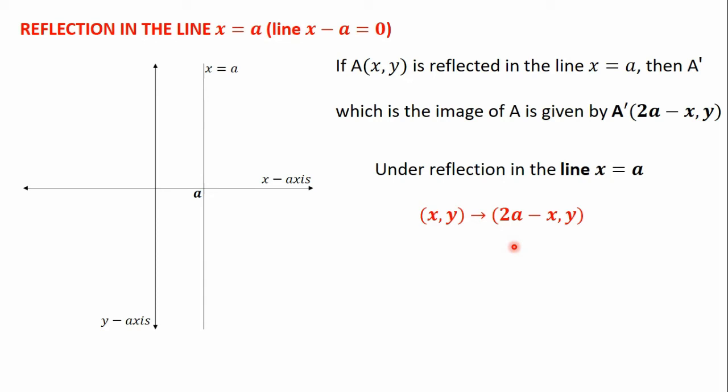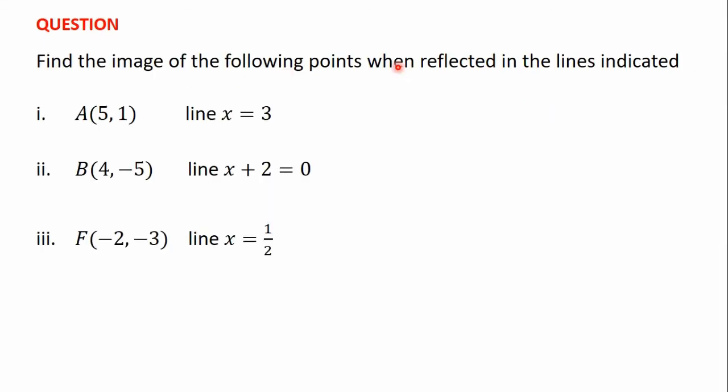Let's solve some examples that will help you to understand this thing very clearly. Find the image of the following points when reflected in the lines indicated. So we have 3 points here and we have been given 3 different lines.